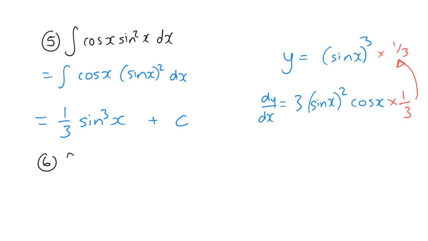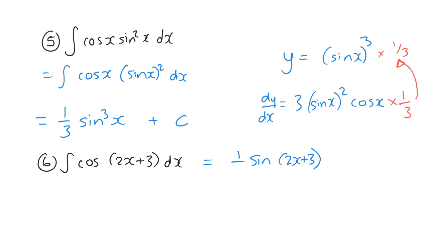Number 6 then, integrate cos 2x plus 3. Well, we know it's going to be something to do with sine of 2x plus 3. If you differentiate sine of 2x plus 3, you would get cos of 2x plus 3 times 2. We don't want to have times 2, so we're going to have to put a half in. And then remember your plus c.